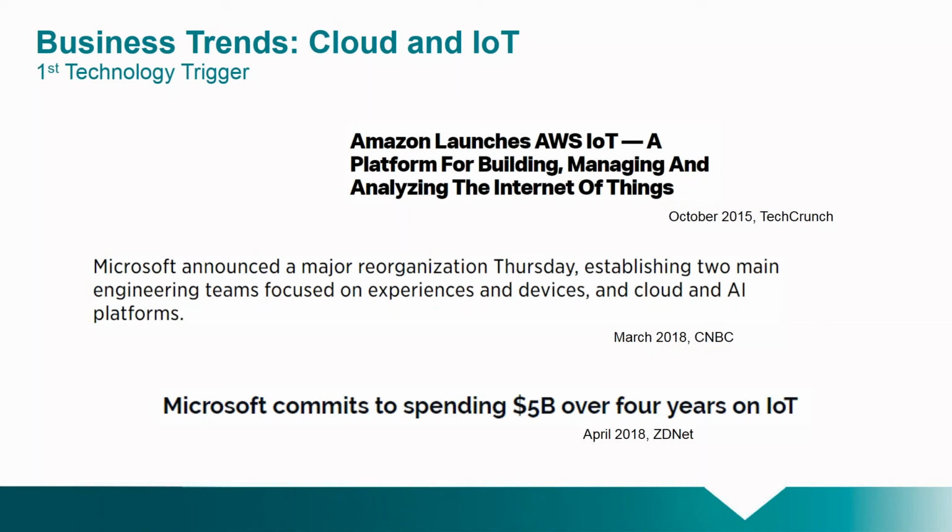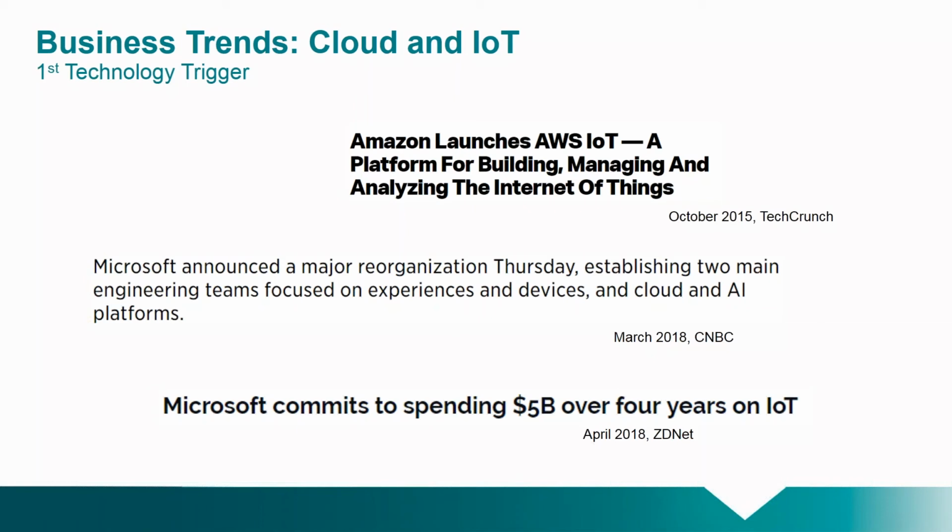Recently, in fact, just in the last 2 weeks, we have seen major announcements from Microsoft, including a corporate reorganization where they have formed two groups, one focused on experiences and devices, and the other focused on cloud and AI. Without mentioning Windows, this seems to signify a true transition to cloud and AI for Microsoft. To support that analysis, just last week, Microsoft announced plans to invest $5 billion over the next 4 years in IoT. So we should ask ourselves why.